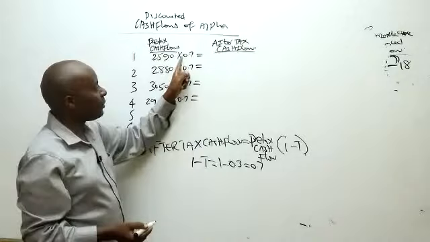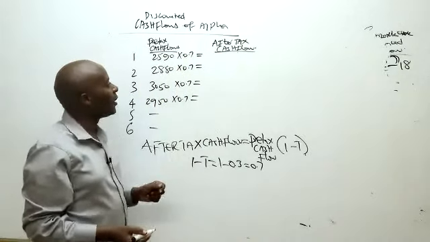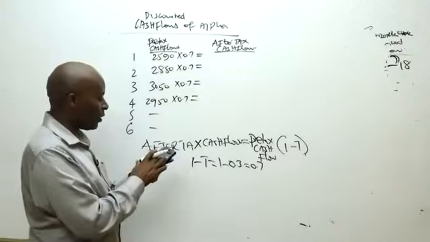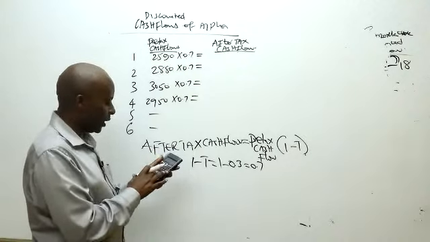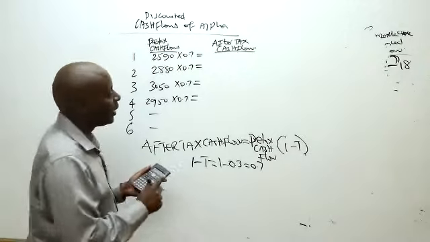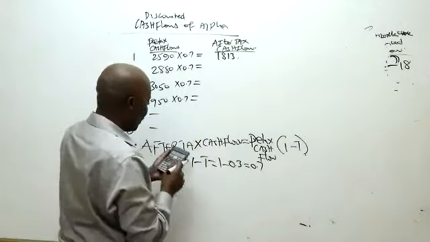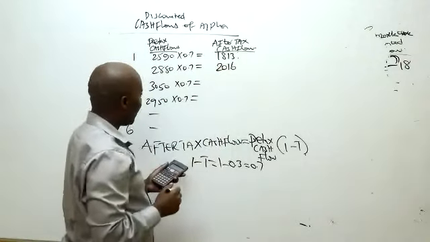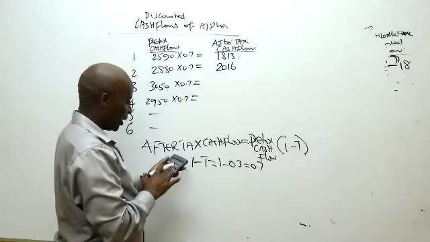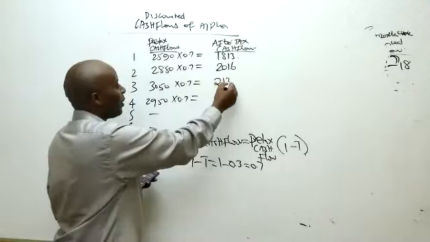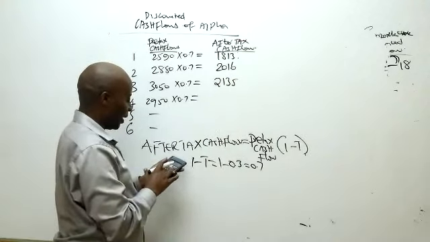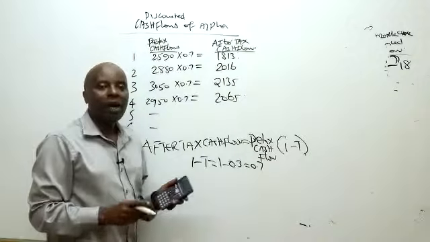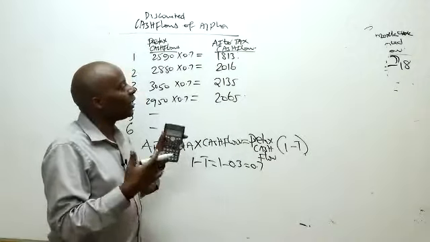So you take 2590 times 0.7, giving us 1813. From there we have 2880 times 0.7, giving us 2016. From there we have 3050 times 0.7, giving us 2135. From there we have 2950 times 0.7, giving us 2065.